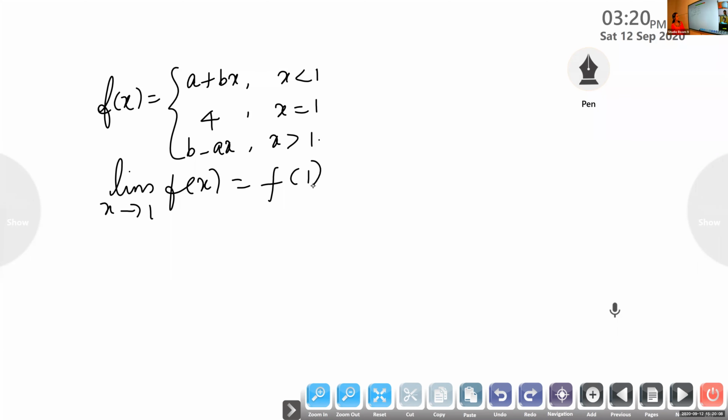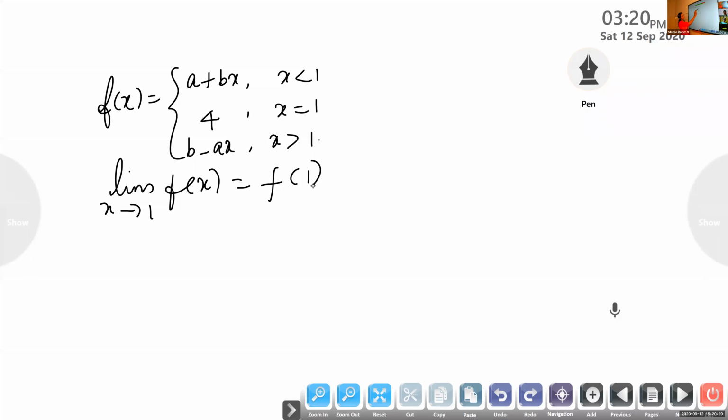Listen, children. Here, the limit at 1 is equal to f of 1. Now look at the point 1. At x is equal to 1, we have multiple functions defined, isn't it? When x is less than 1, one function is there. If it is equal to 1, another function is there. When x is greater than 1, another function is there. But the limit is equal to f of 1.